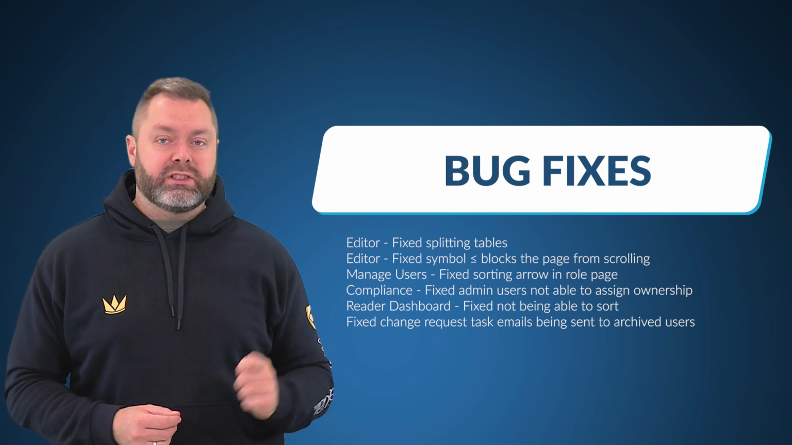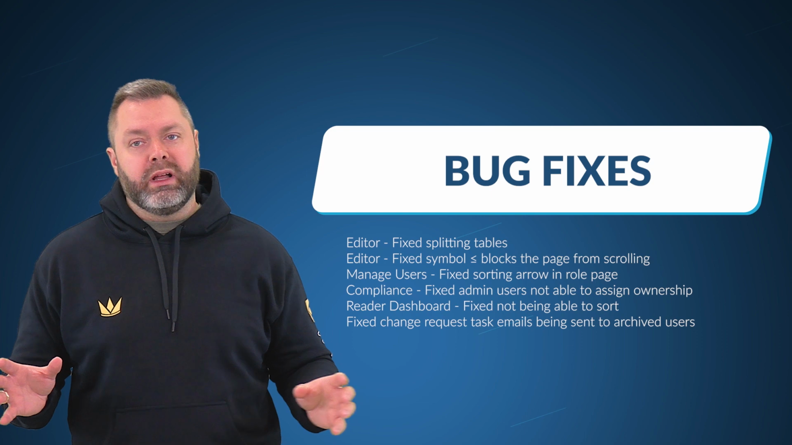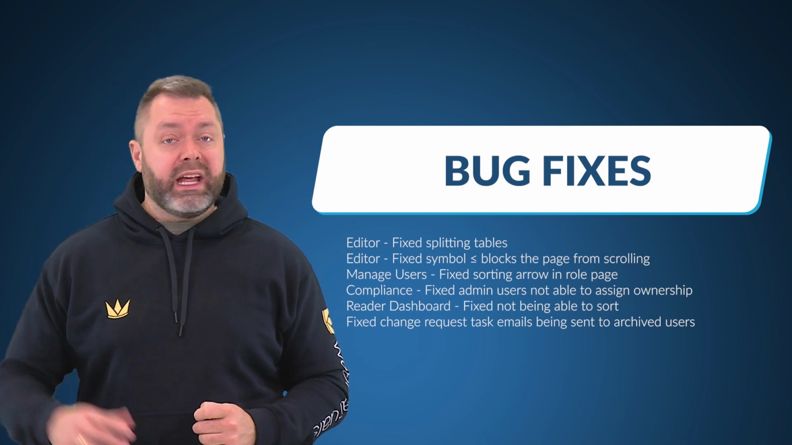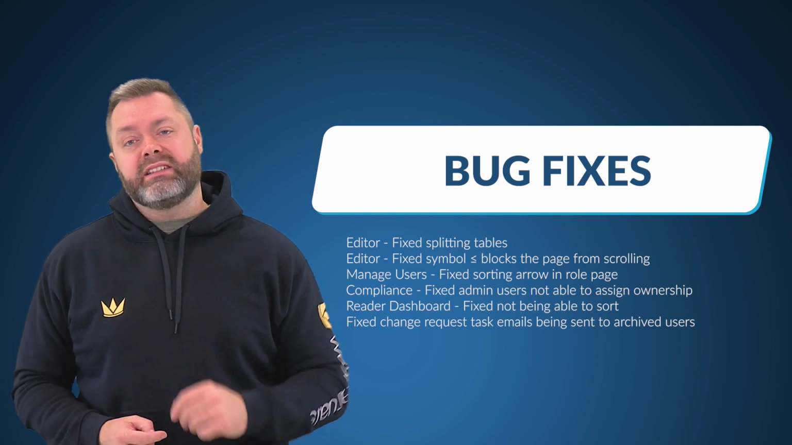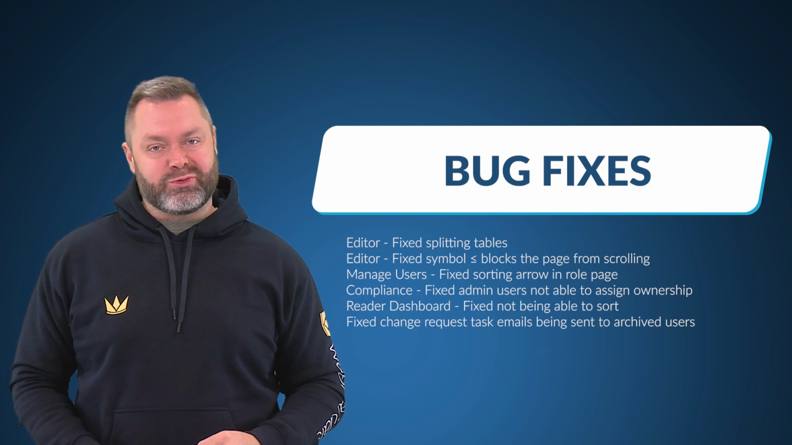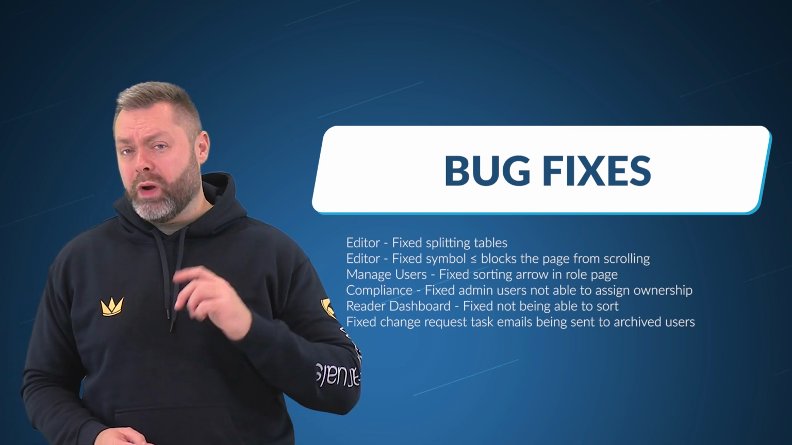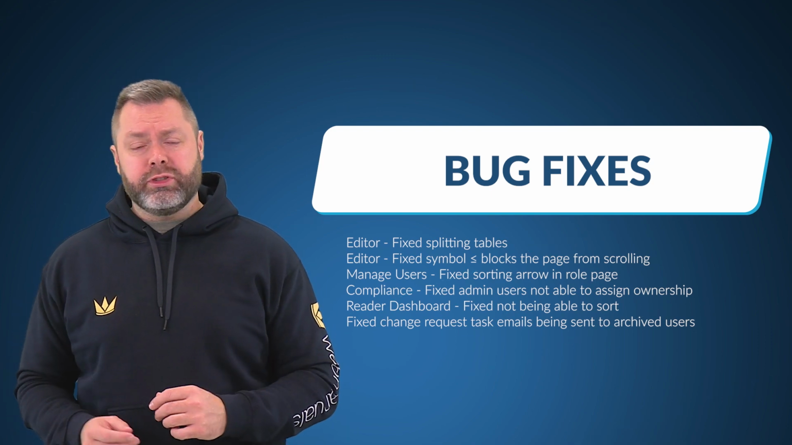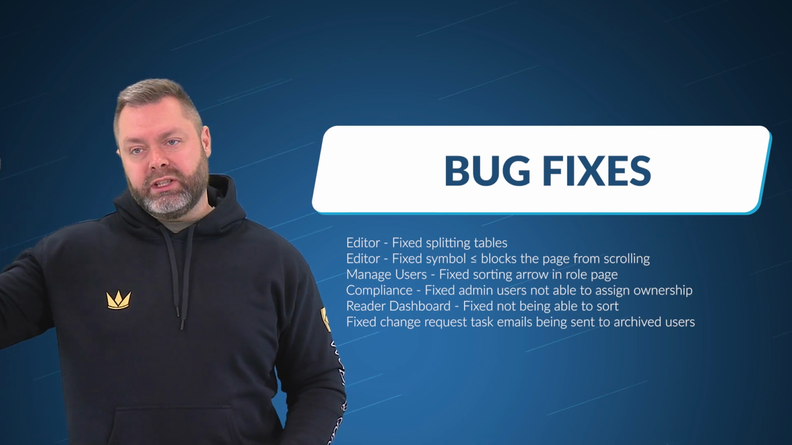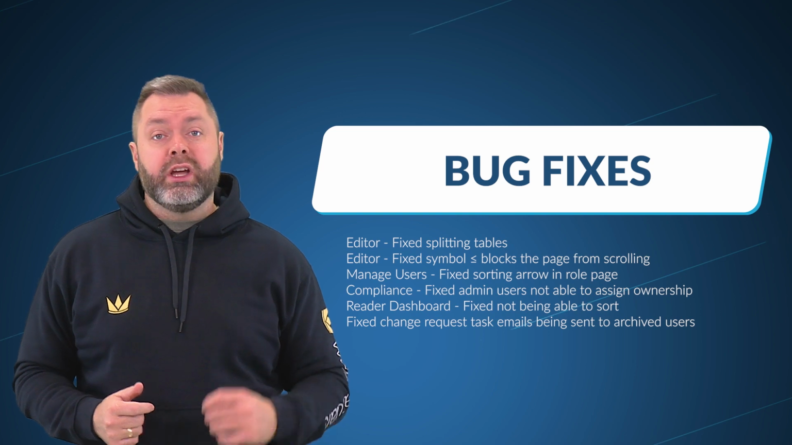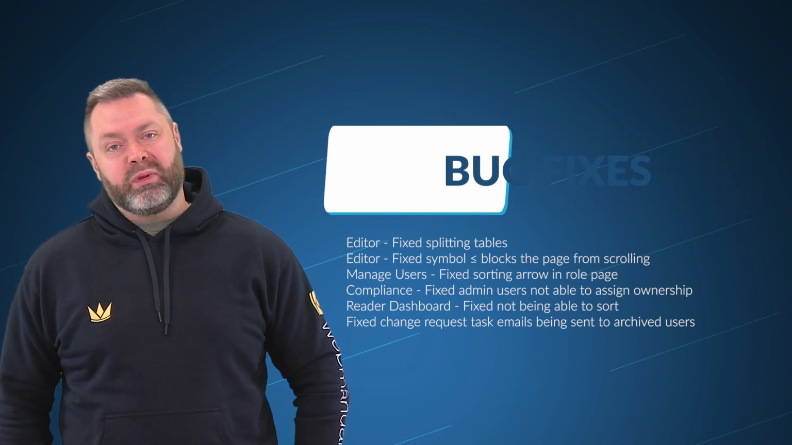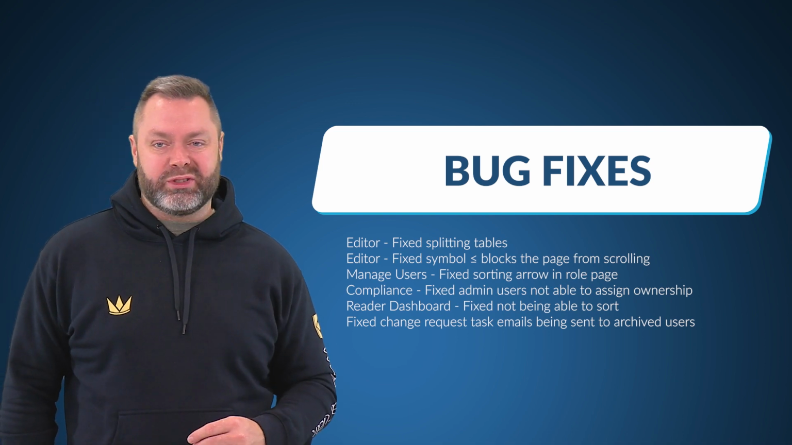Also, we fixed a small error that not a lot of people have spotted. If you had a special symbol on your page, you wouldn't be able to scroll. That has now been fixed. So now all of you using specific symbols can now scroll freely. One more thing, manage users. We fixed the sorting arrow on the user component in the role page. So now you can actually sort your users correctly, which should help a lot of people working with roles.